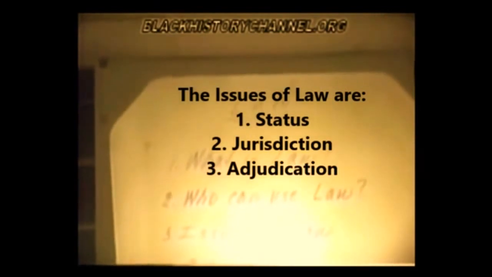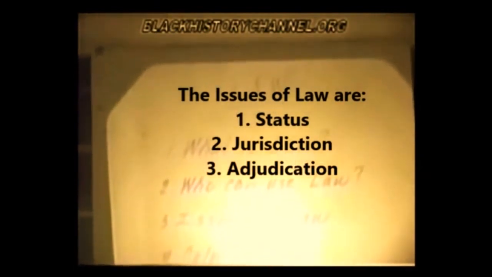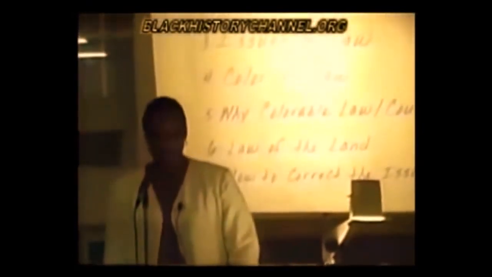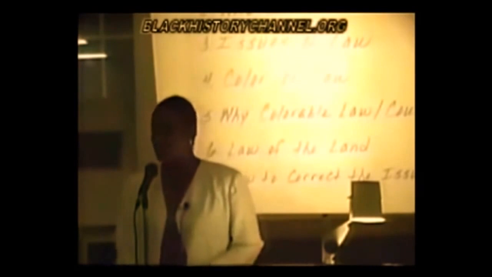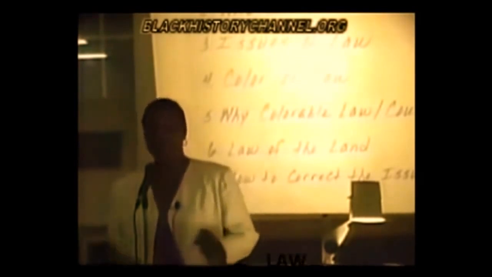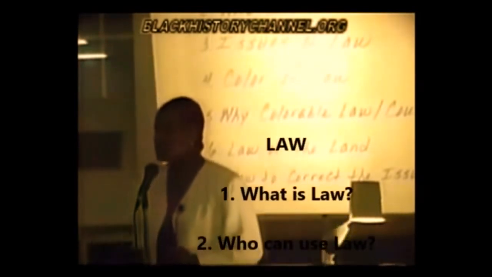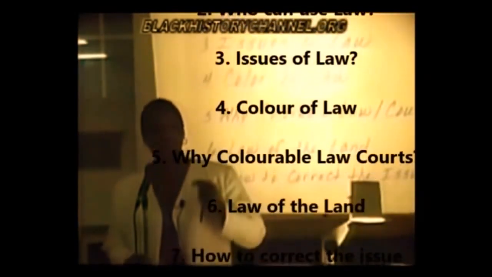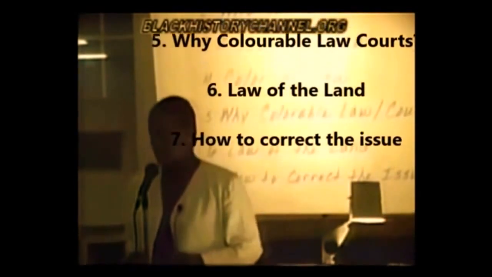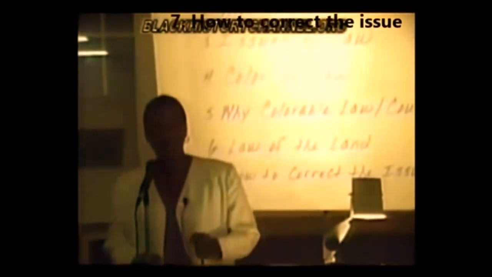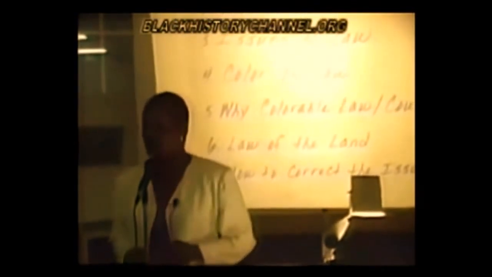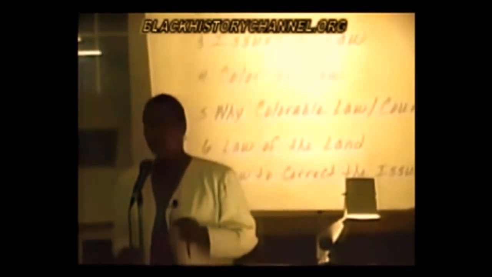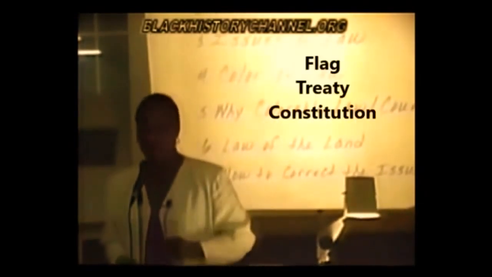The issues of law are threefold. The issues of law are status, jurisdiction, and adjudication. The first thing that happens when you walk into a courtroom in your corporate ward status is that they already make the assumption that you are a ward of the state and that you don't know any better. So they immediately start adjudicating you. The first thing that happens when we walk into a courtroom is that we place our status on the record.